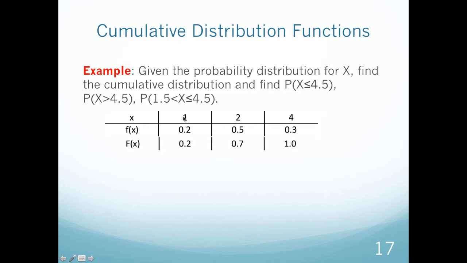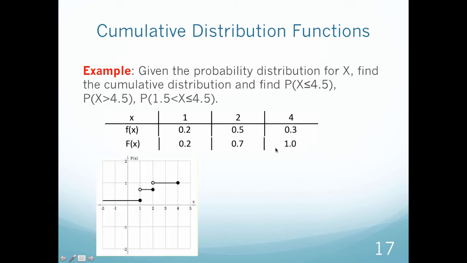So at x equals 1, I have a cumulative distribution value, or probability, of 0.2. At 2, I'm going to add together the values less than or equal to that value. So I'm going to add together 0.5 and 0.2 to get 0.7. Then for 4, I'm going to add up everything less than that, so this, and this, which gives me a probability of 1. Okay, so then I'm going to graph that.